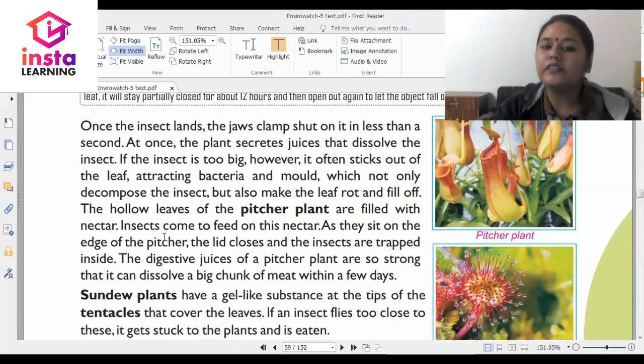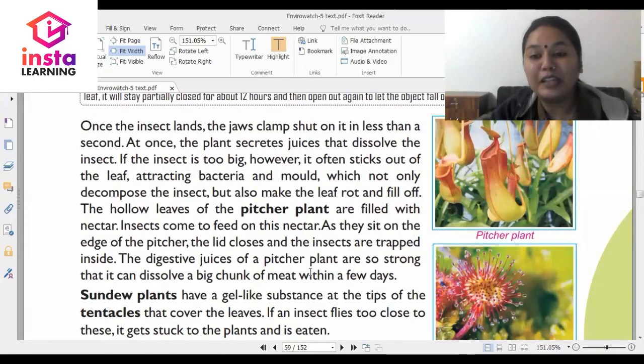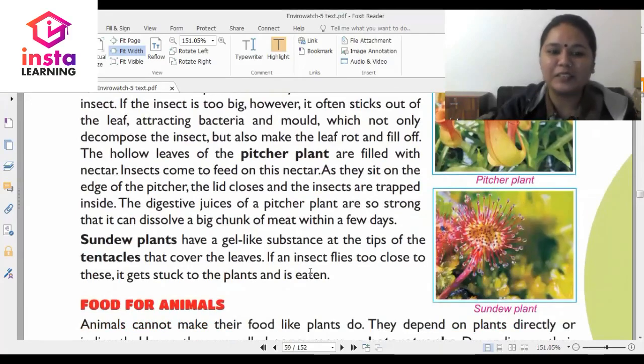The hollow leaves of the pitcher plant, so you can see this pitcher plant, are filled with nectar. Insects come to feed on this nectar. As they sit on the edge of the pitcher, the lid closes and the insect is trapped inside. The digestive juices of the pitcher plant are so strong that it can dissolve a big chunk of meat within a few days. So you need to be careful with these plants.